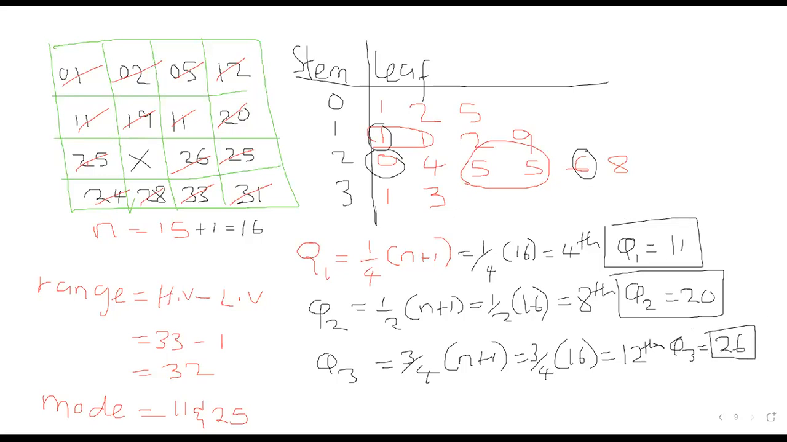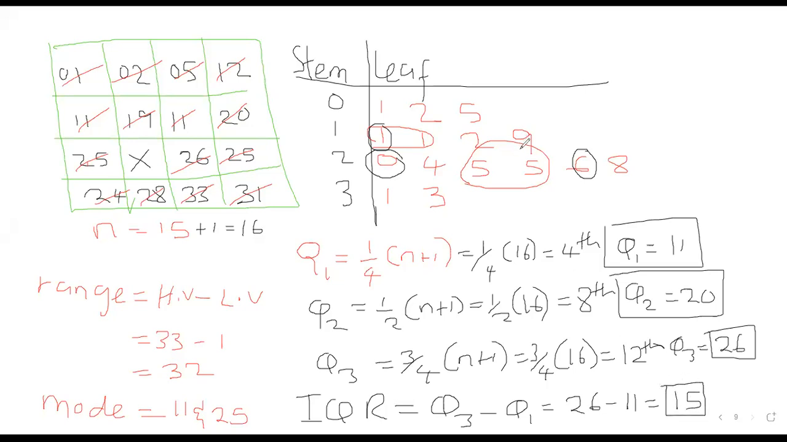Another question. How do we find the interquartile range? Subtract the lowest value from the highest value. The interquartile range is Q3 minus what? Q1. So what is our Q3? 26. And our Q1? 11. So what do we get? 15.